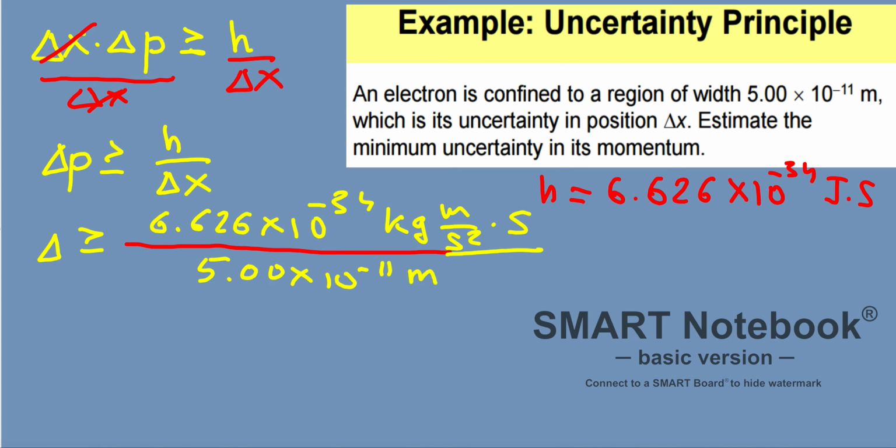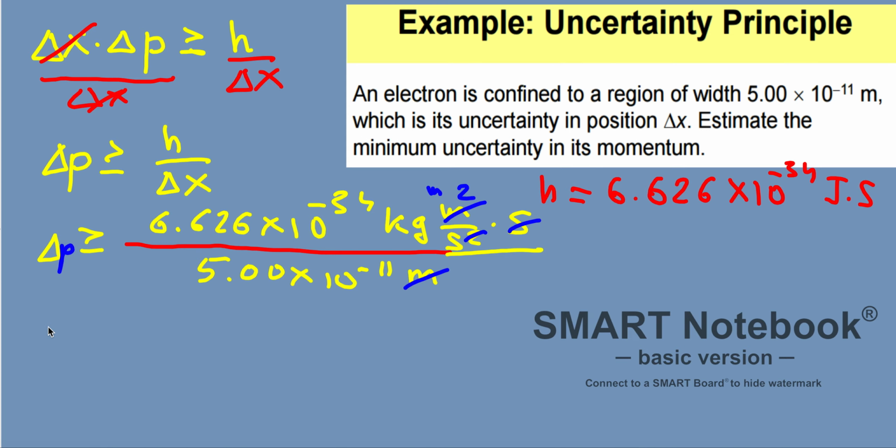But first of all, let's see what we can simplify here. The second squared with the second goes away. Meter with the meter, here is meter squared, with one square going away, so just 1 meter remains here. And this is delta p.